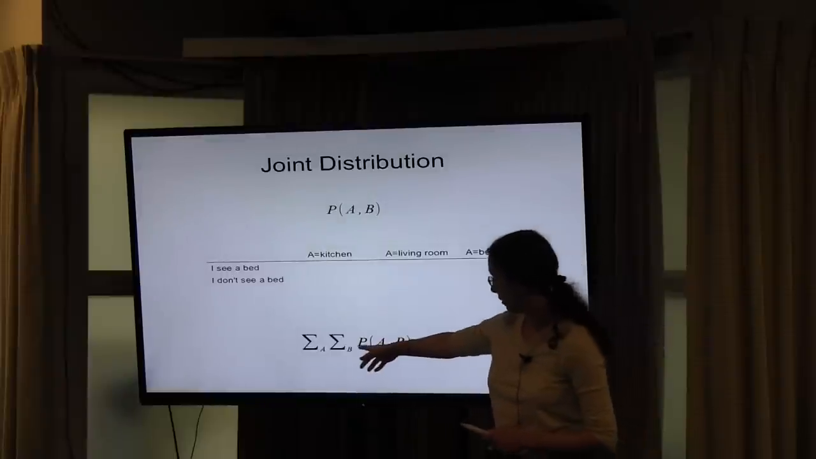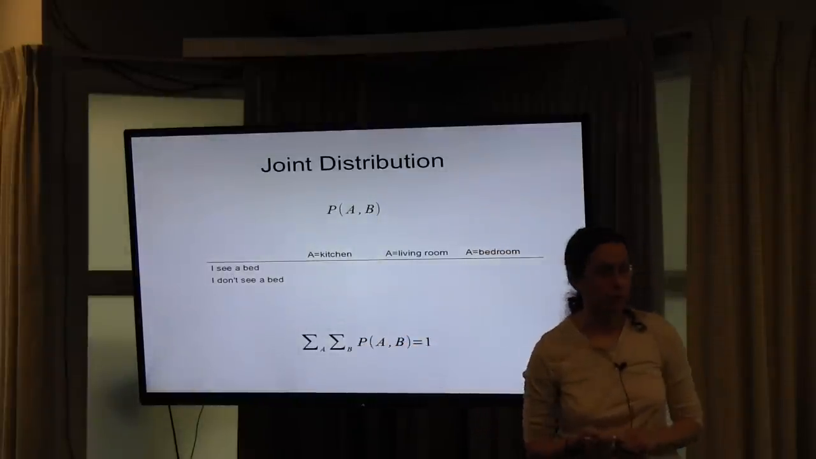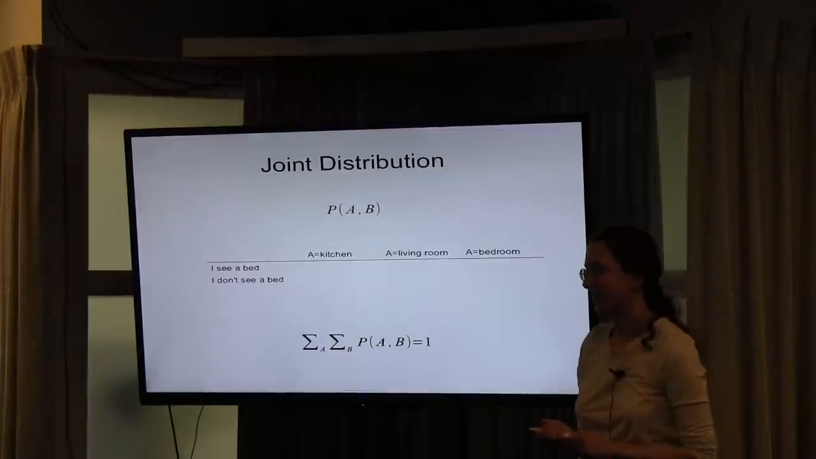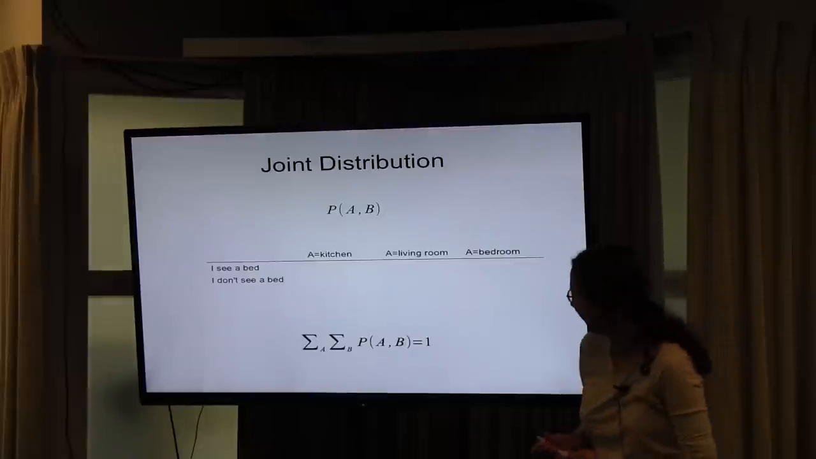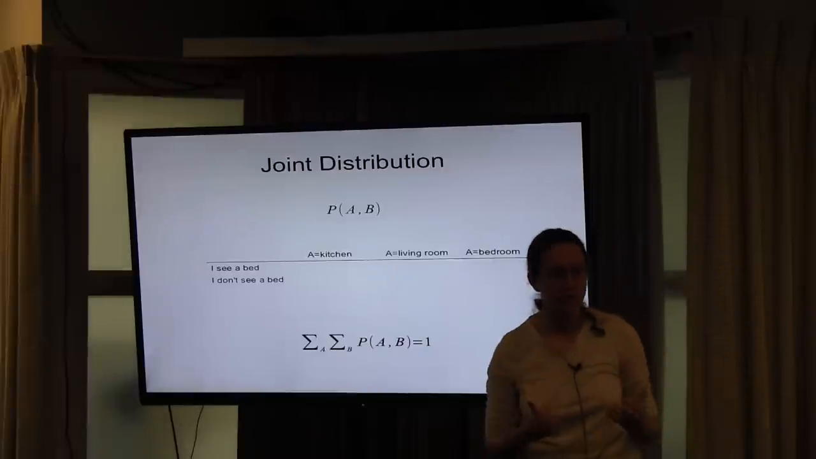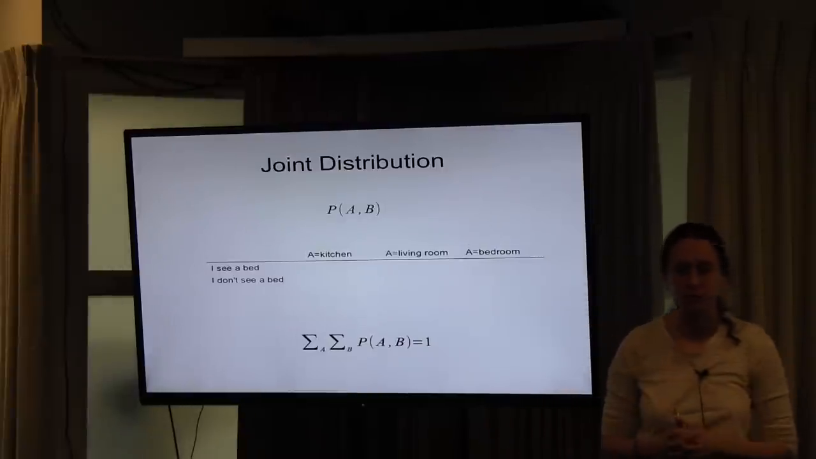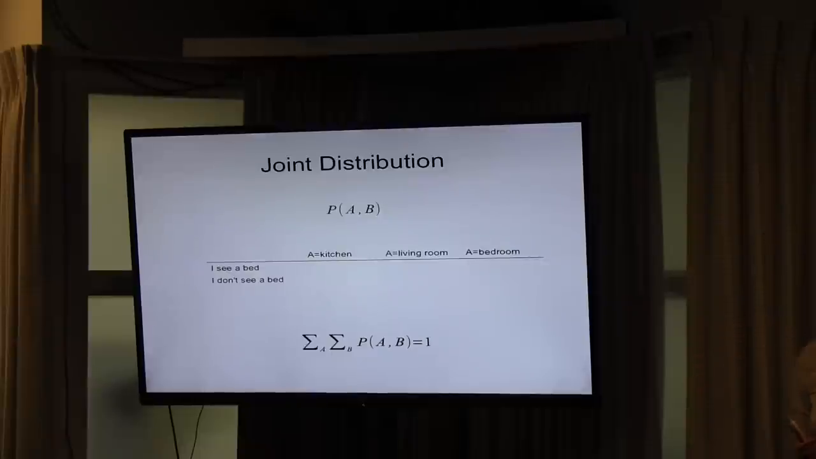The summation over A and over B of this joint distribution equals 1. Why is that true? Do you think that's true? Yeah, it looks pretty true, doesn't it? I'm not going to derive it for you, but what will allow us to derive that to be true? The sum rule, yes, that's one thing. What else will let us make that assumption? It's not just the sum rule.